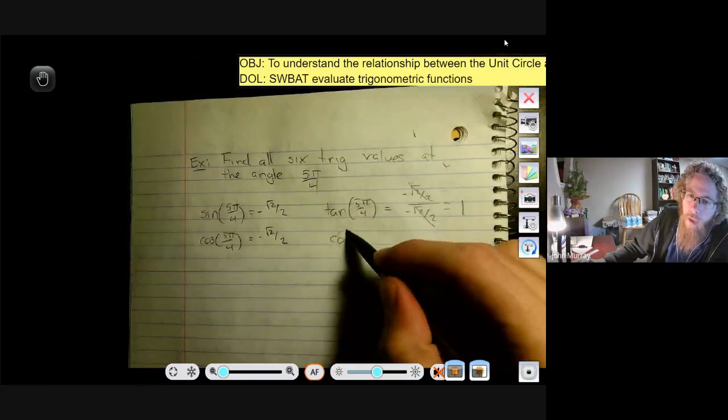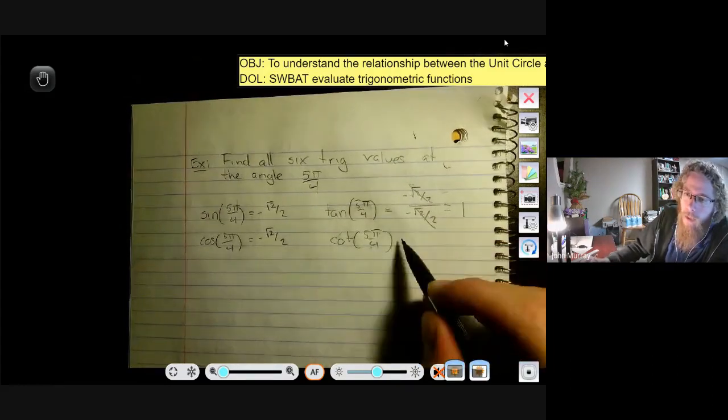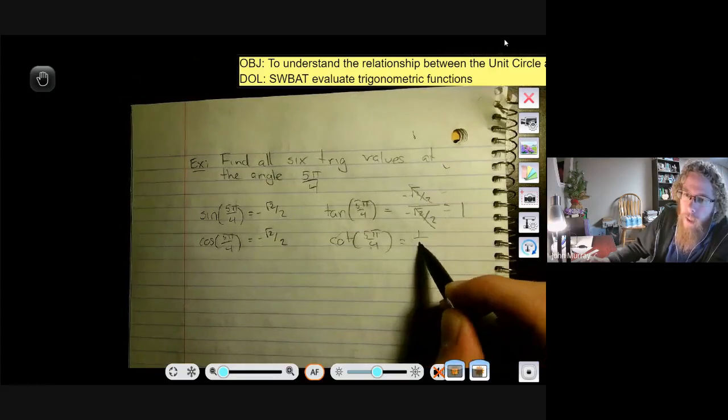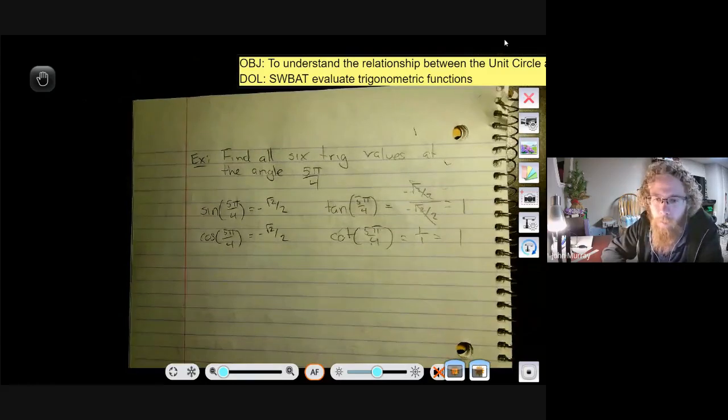Now, from that, cotangent is also going to be pretty simple because it's 1 over our tangent, which is 1. So the cotangent is also just 1.